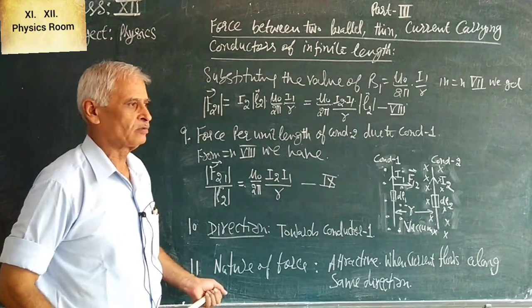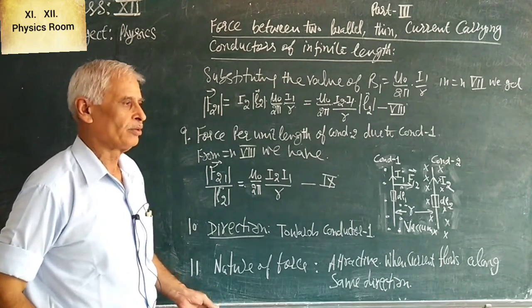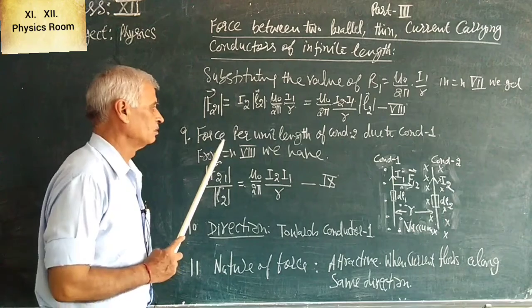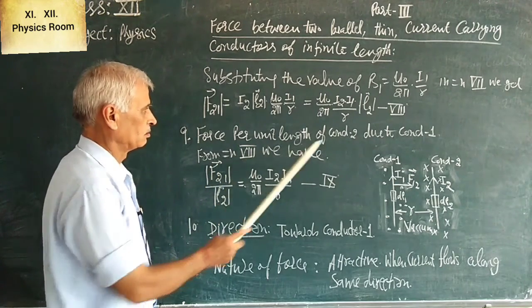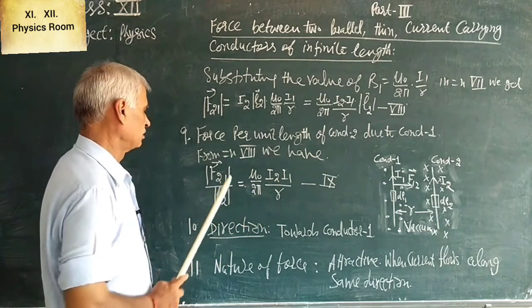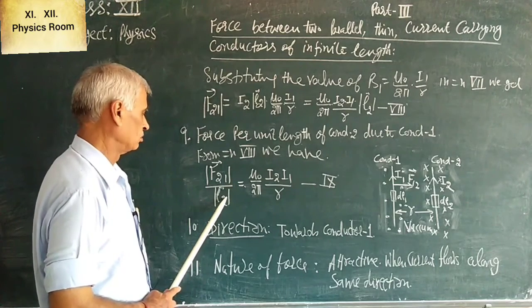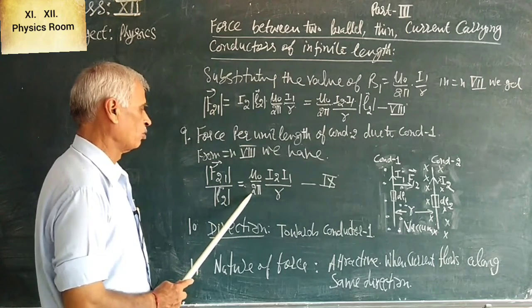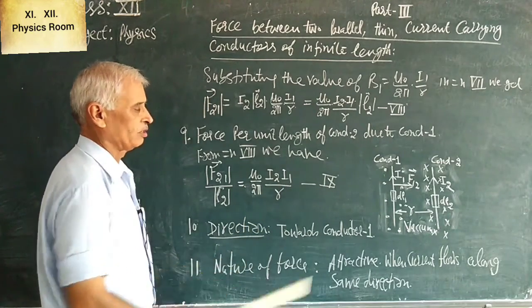Now we have to find the force per unit length of conductor 2 due to conductor 1. From equation 8, we bring this L2 below it: F21 divided by L2 is equal to mu 0 over 2 pi into I2 I1 by R. Let us mark it as equation 9.